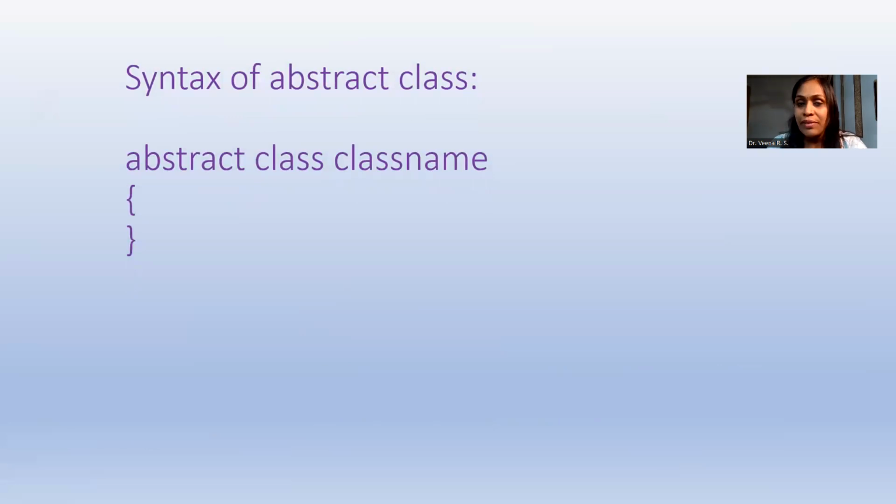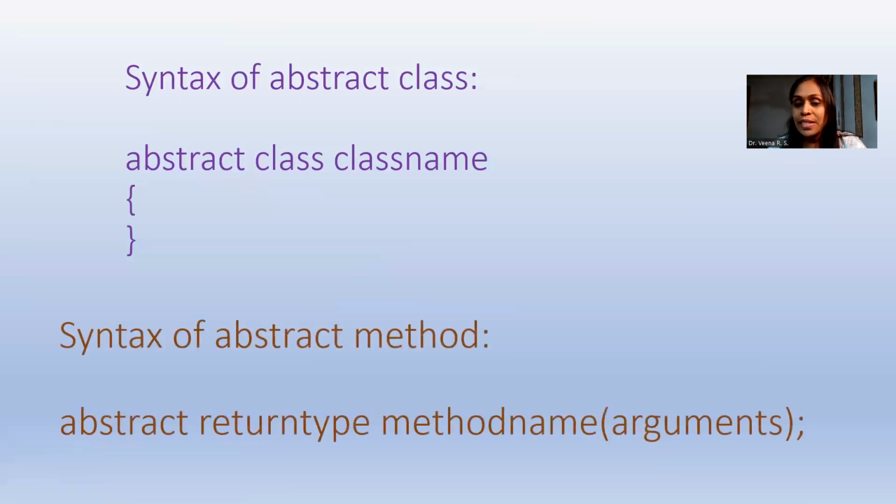Whenever the class definition is preceded with the keyword abstract, you call that class abstract, and you will not be able to create an object of that particular class. You should also know the syntax of an abstract method. We say that a class is an abstract class if it contains at least one abstract method and any number of non-abstract methods as well.